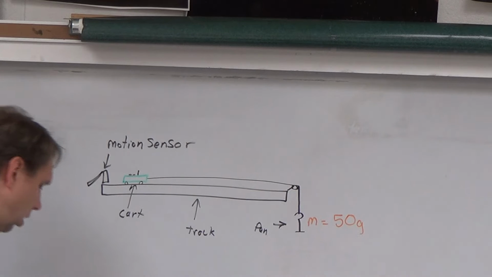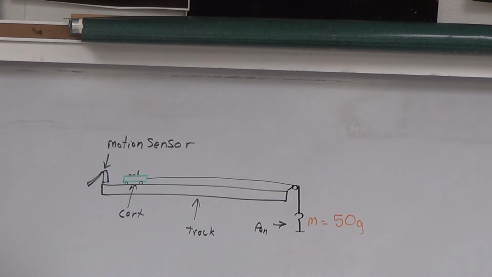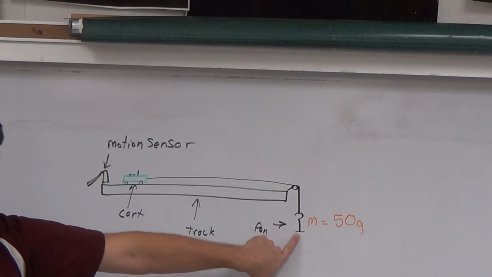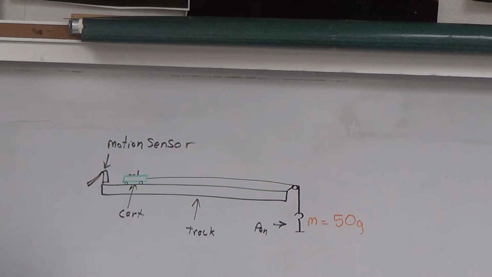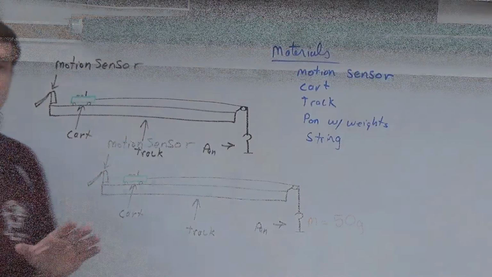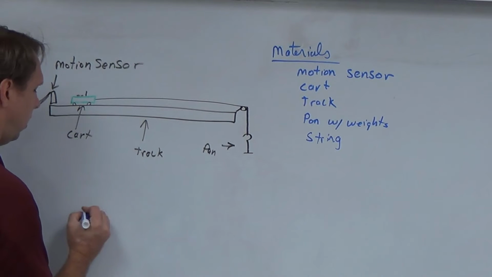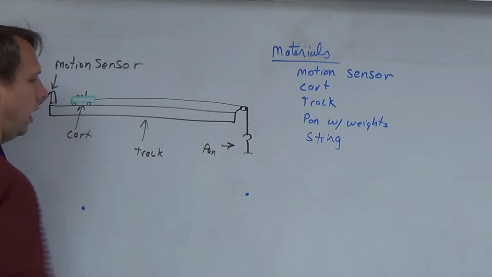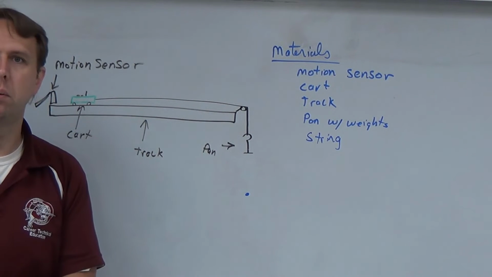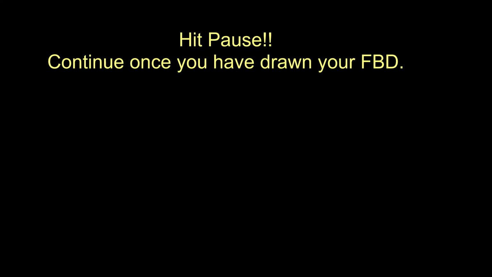And our goal is to figure out the relationship between the acceleration of the cart pan system and the net force on that system. I want you right now to think about the forces on the cart and the forces on the pan and draw a quick free body diagram of that. You can pause it.